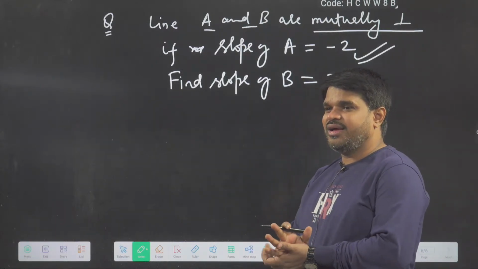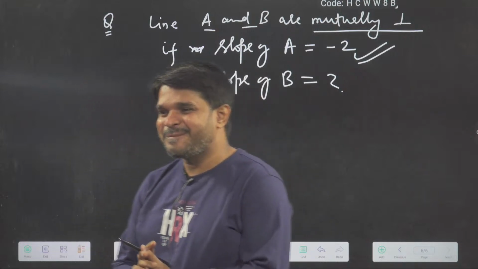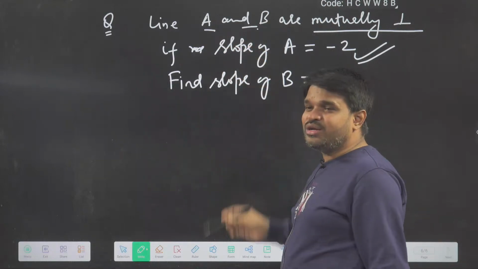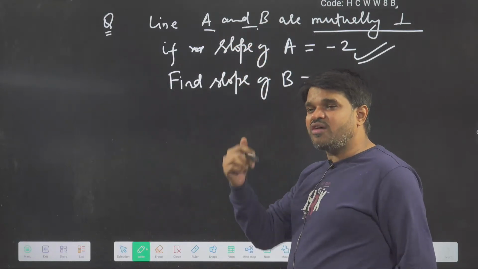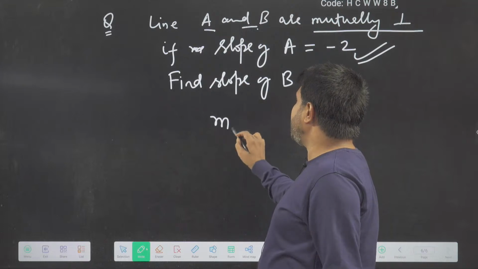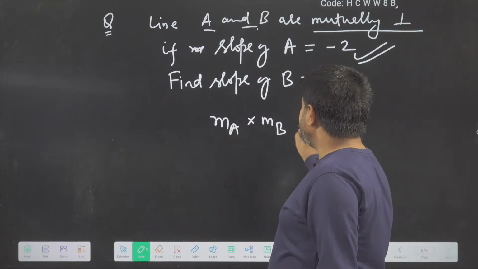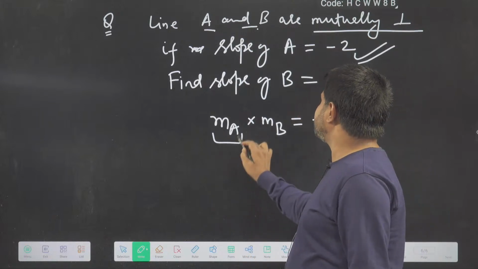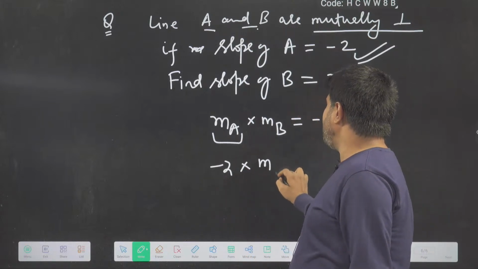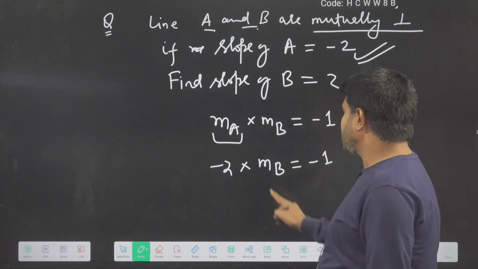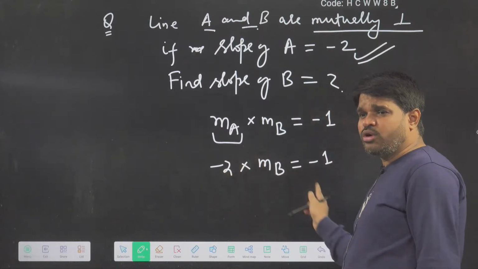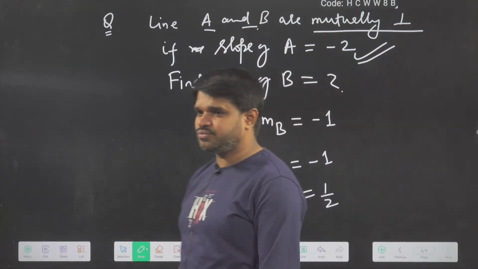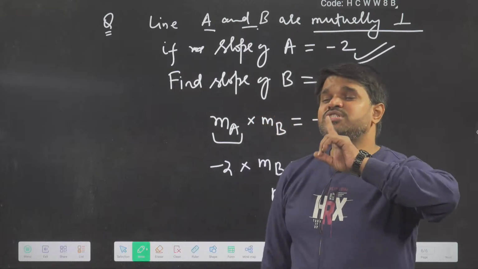Okay, the answer is 1 by 2. How? A and B are perpendicular, so the product of their slopes should be minus 1. So MA into MB equals minus 1. The slope of A is given as minus 2, so minus 2 into MB equals minus 1. Minus minus gets cancelled, 2 comes here. So the slope of B equals 1 by 2.